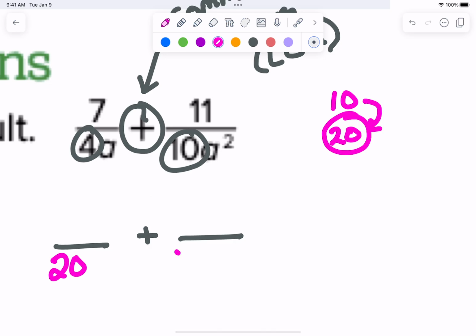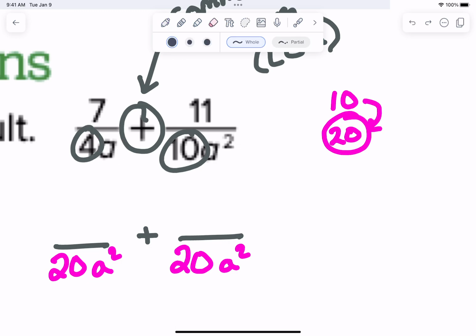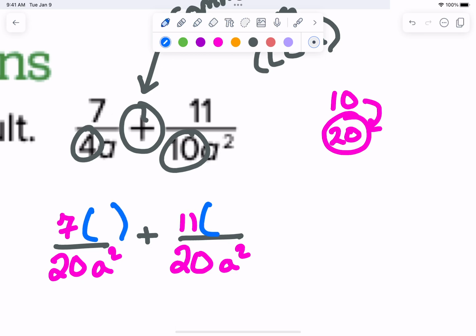How many A's do you need to have? In order for everything to go in there, I have to have A squared. Does A go into A squared? Yes. Does A squared go into A squared? Yes. Then that is my least common multiple: 20A squared and 20A squared. Some of you can use shortcuts, I don't care. I'm going to put 7 here and 11 here, and then we multiply by what each needs. He might not need anything.